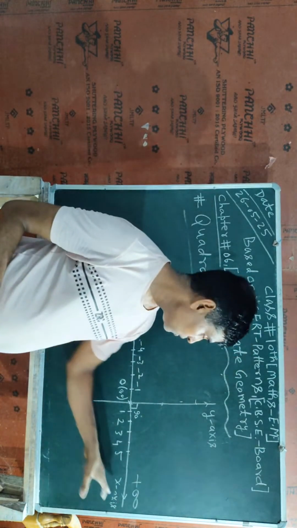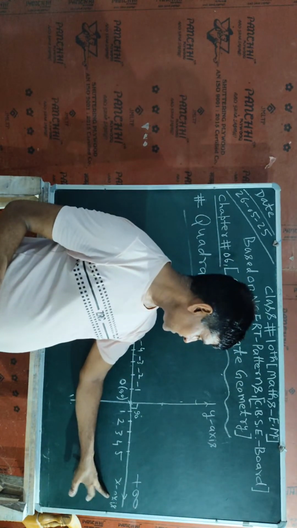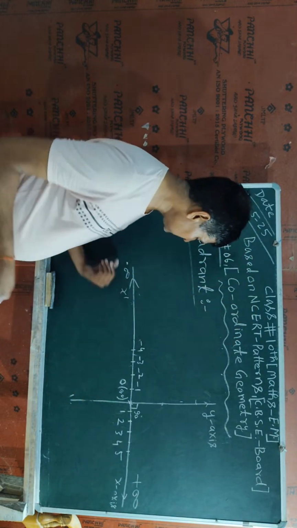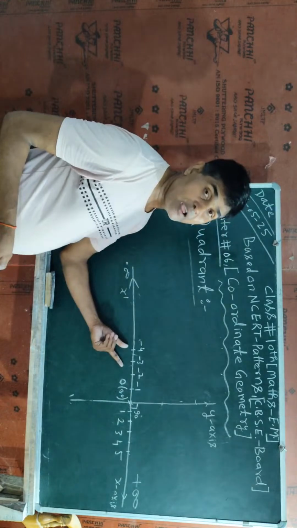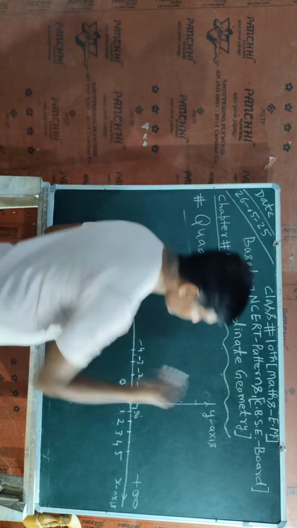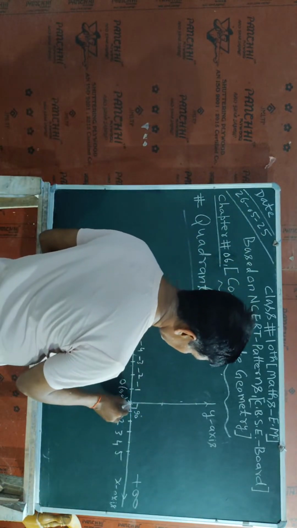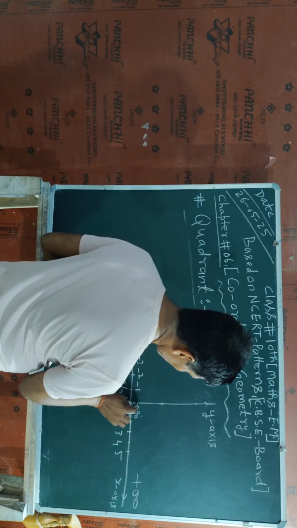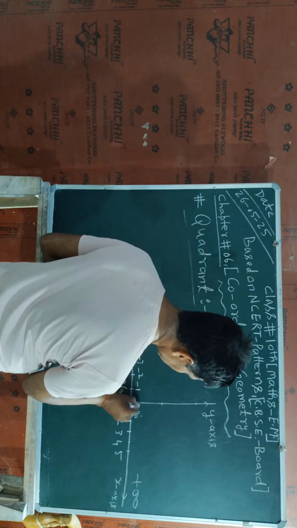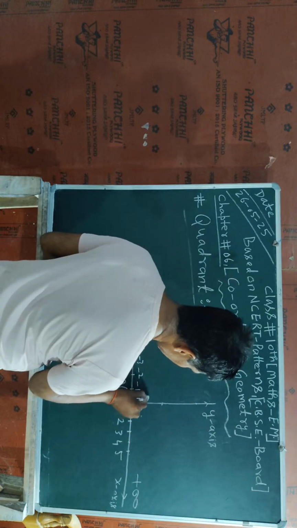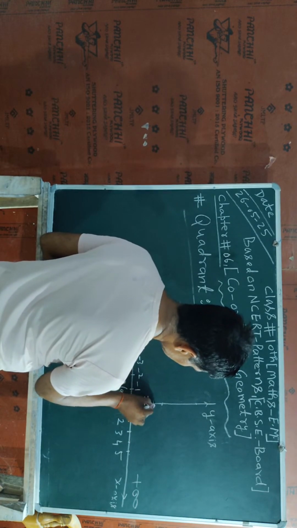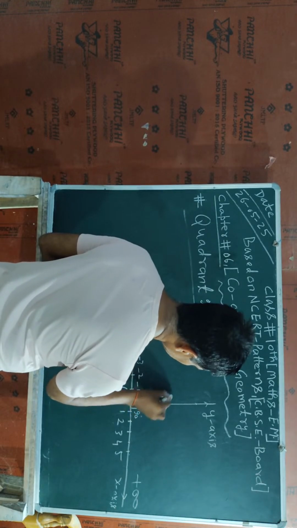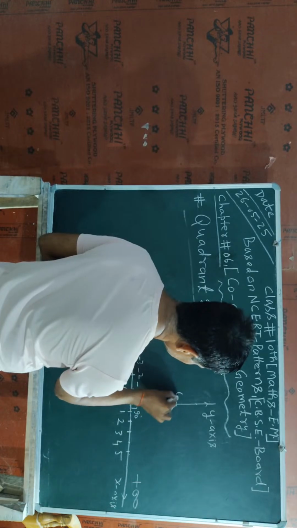From 0 to the positive x-axis I will take the plus sign, and from the origin to the negative x-axis I will consider the negative sign. Okay students, the same I will follow, positive in the positive y direction. So here I will say this will be 1, and this will be 2, and this will be 3, and this will be 4, this will be 5, this will be 6, and so on.